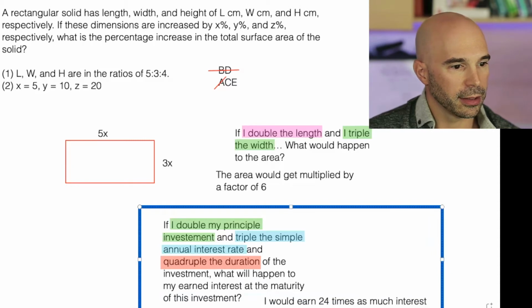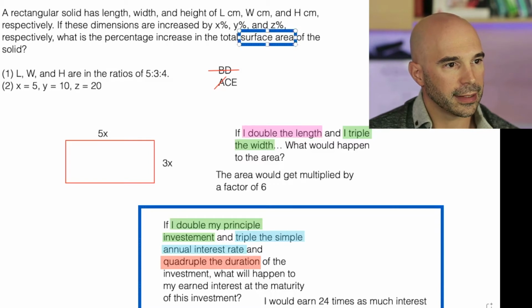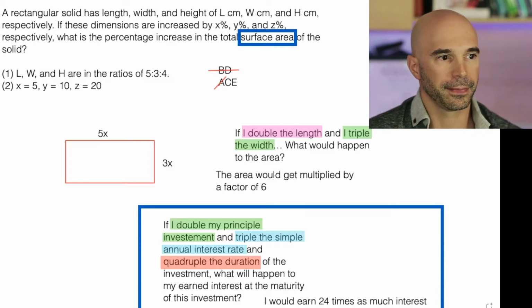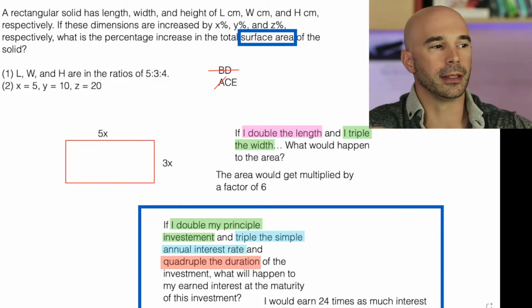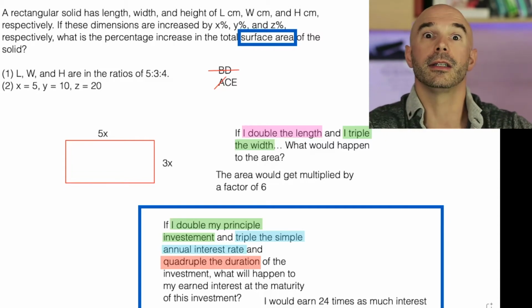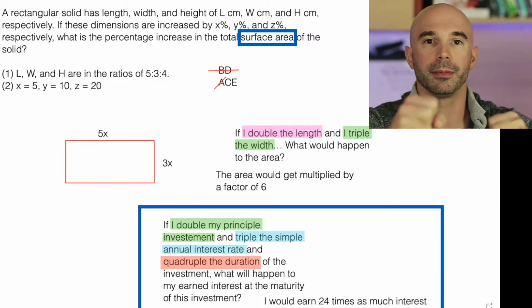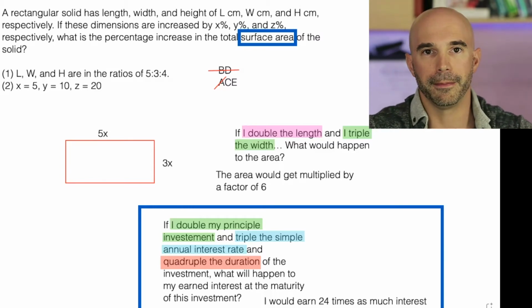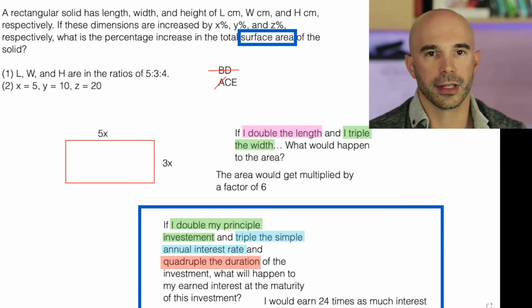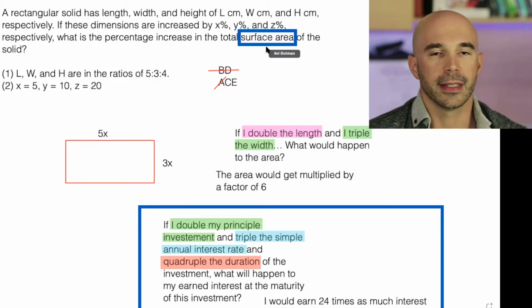This question about earned interest would be exactly analogous to the original GMAT question if it was asking if this said volume. If this said volume, it would be exactly analogous, because volume of a rectangular solid is the product of length times width times height, just as earned interest is the product of principal investment multiplied by simple annual interest rate multiplied by number of years. So it would be completely analogous, and for that reason, you're absolutely right, JD. If that word in that big blue rectangle said volume, yes, the answer would be B.